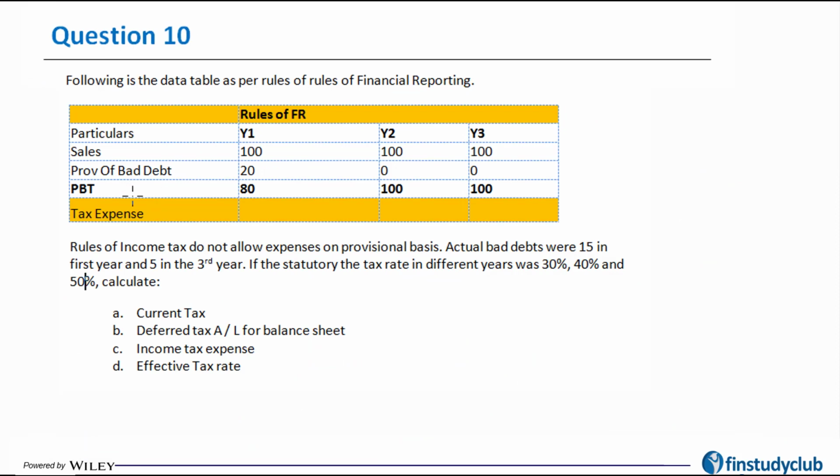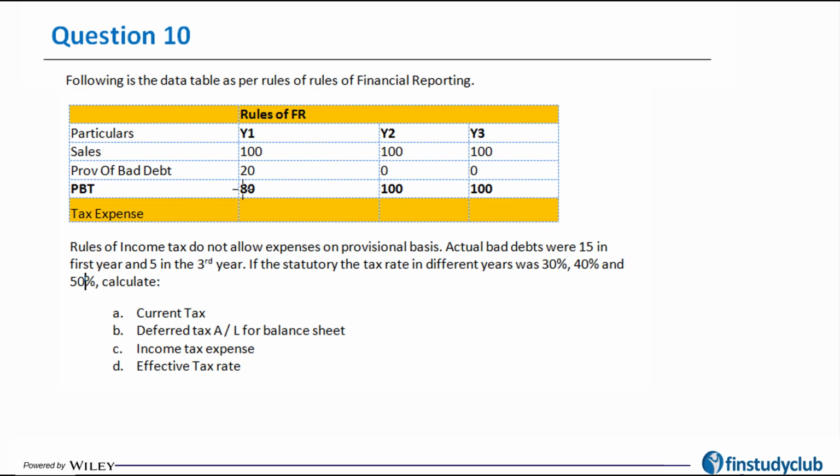With that, I am at the last question of this series. Herein we're talking about income taxes, which is sometimes one of the most dreaded concepts from an exam standpoint for a student. However, let's try and do that in the most simplistic manner possible. So here is a data table as per the rules of financial reporting, wherein I've kept constant sales of $100 and there is a provision of 20 which the accountant believes is going to be a bad debt out of the sale that he has made in year 1.